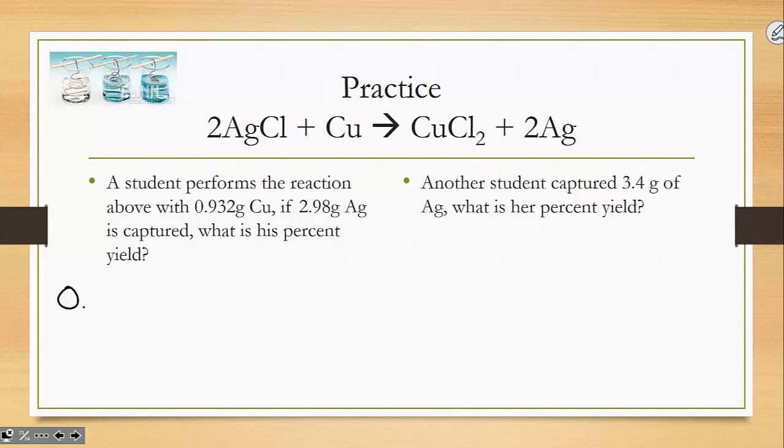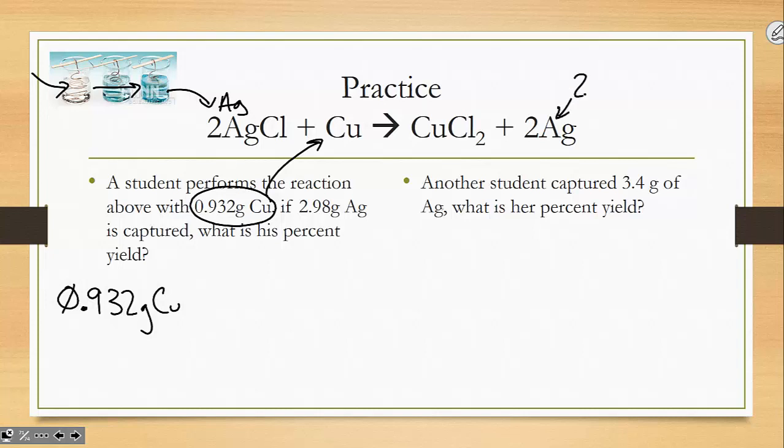So if you conducted this experiment with 0.9 grams of copper and then produced 3 grams of silver, what's your percent yield? Copper is the reactant. You put that into the reaction, and over time it produced the product silver. So silver, this 3 grams of silver, is your product, meaning that this is what you produced in the experiment. This is our experimental yield.